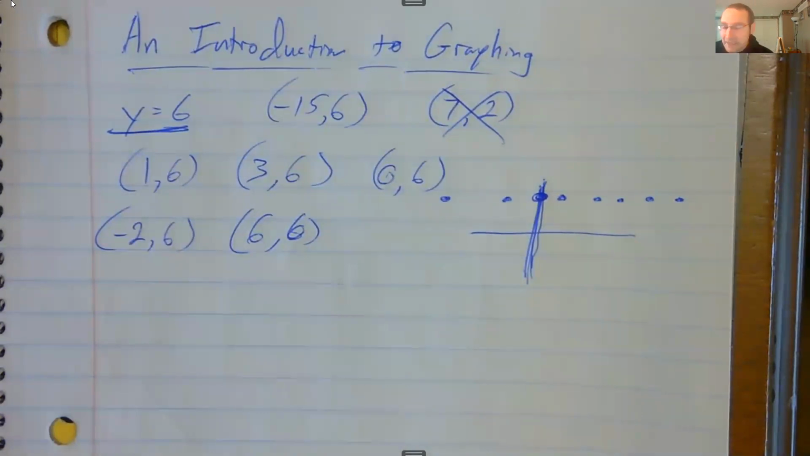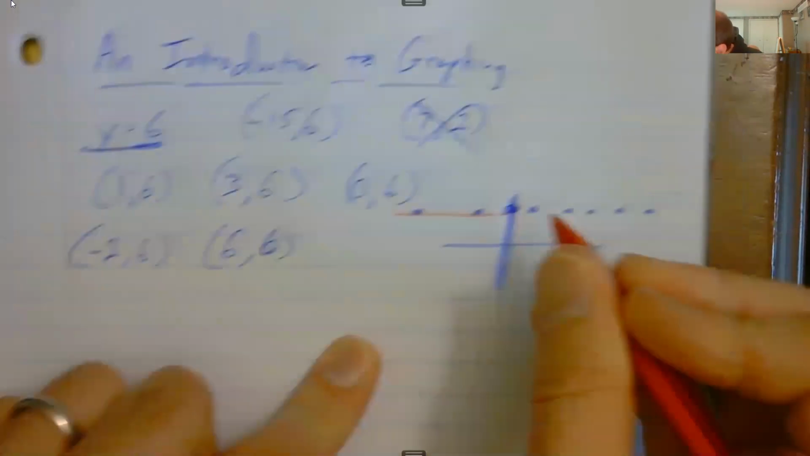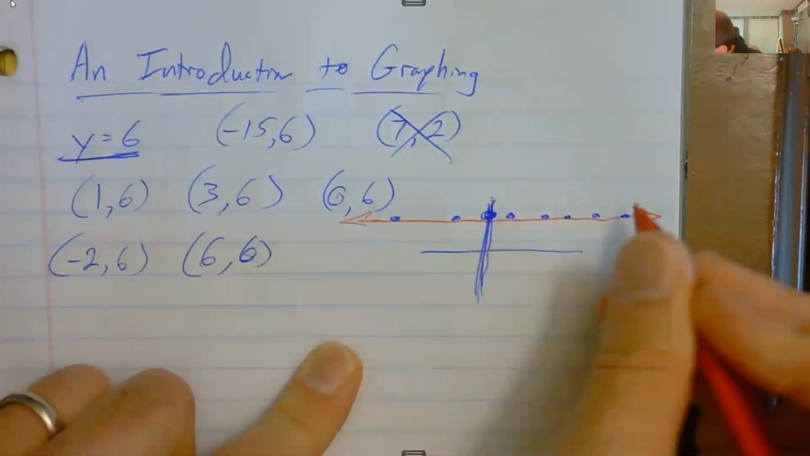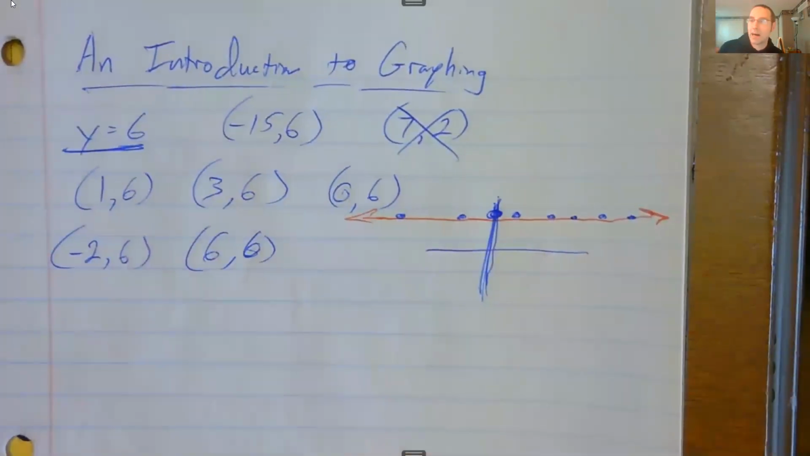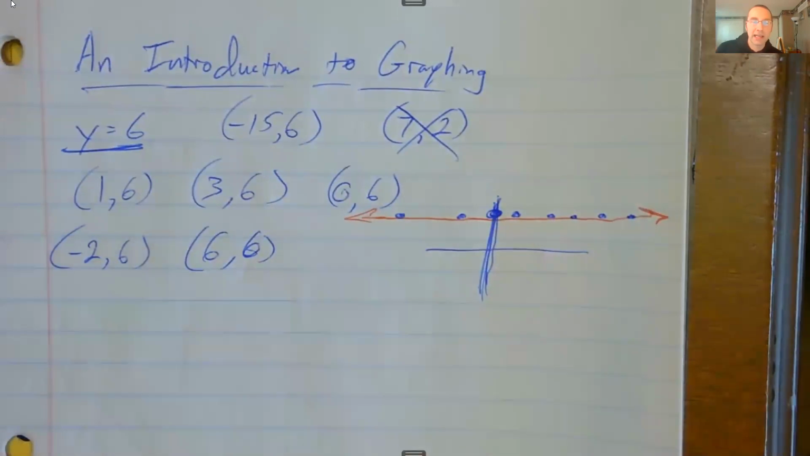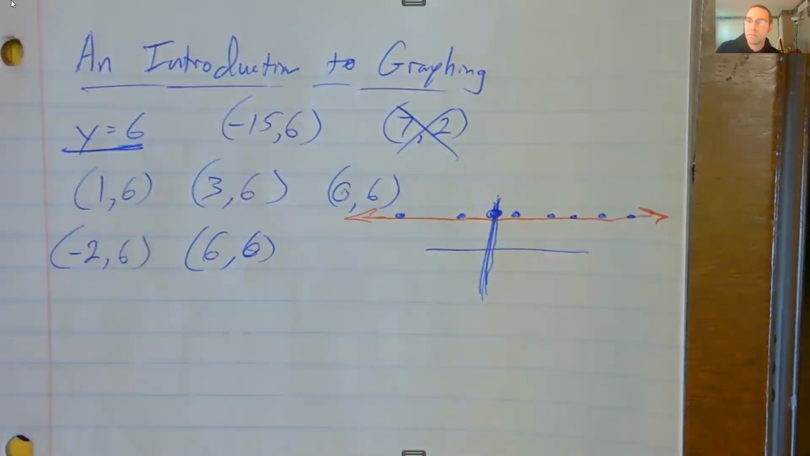But then we look and we see the pattern, and we say, oh, you know what? I think if I were to just draw a line through all of those points and then extend that on forever and ever, because I could get out to 10,000 comma 6 and negative 2 billion comma 6, every point on that line is a solution, is something that will make this true. So that's what it means when we graph something. We are showing physically, graphically, all the possible points that make that a true statement.